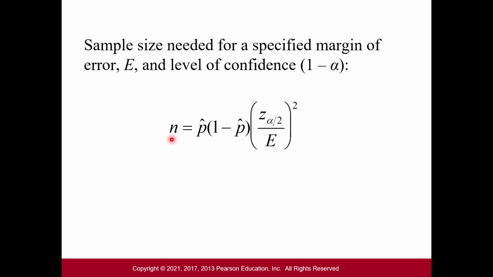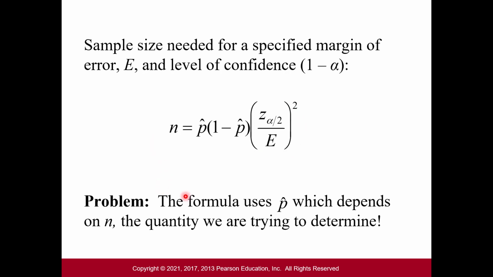So n is a sample size. Normally we've been starting with n, like we know that we're sampling 800 people or whatever the number may be. This time we're calculating n based on these values of p hat, its complement, our z-score, depending on alpha, over the margin of error, E, and then that quantity gets squared. So we're calculating our sample size. And so the formula uses p hat, which depends on n, the quantity we're trying to determine. So it gets a little tricky.